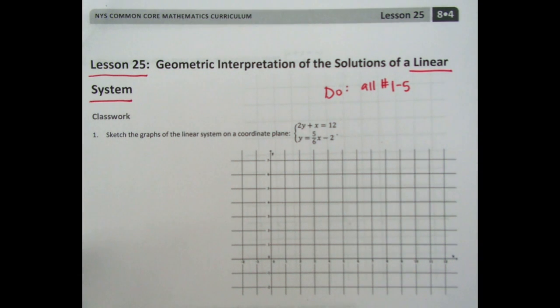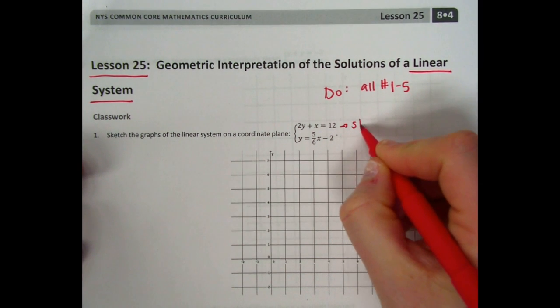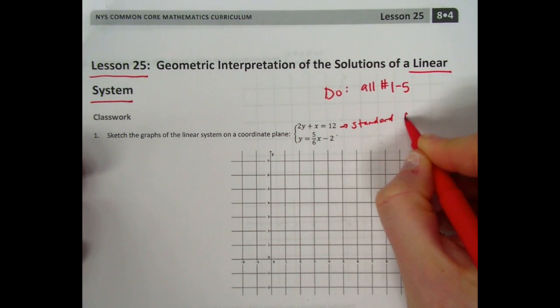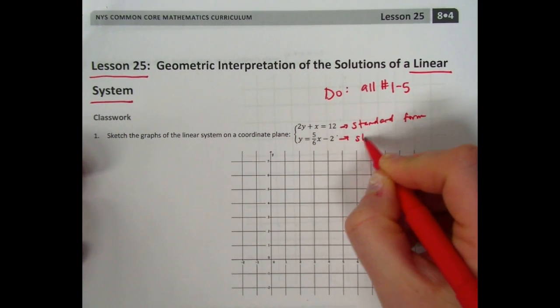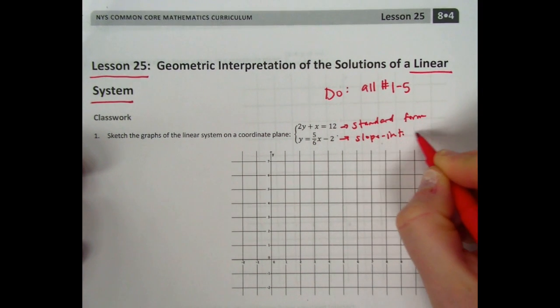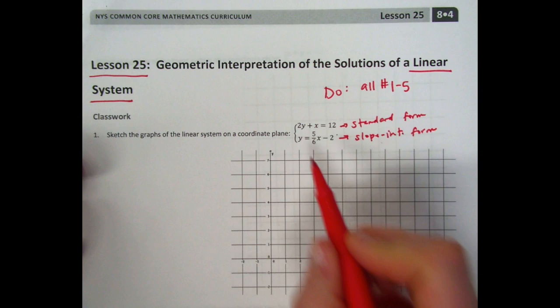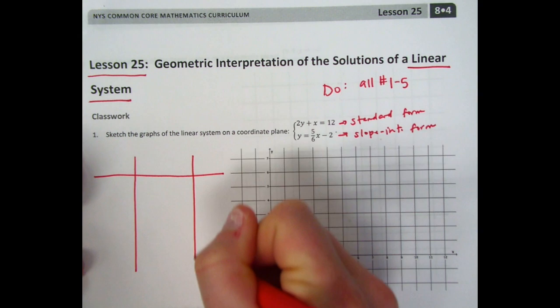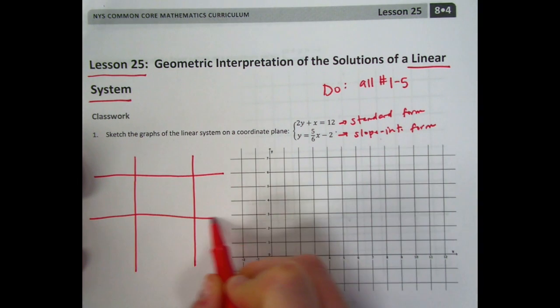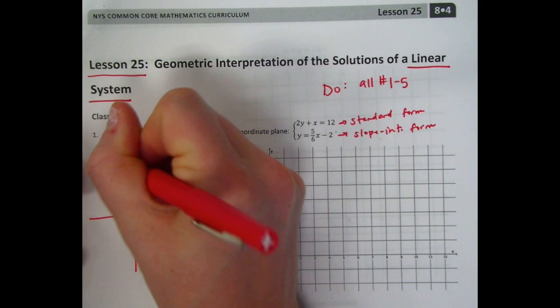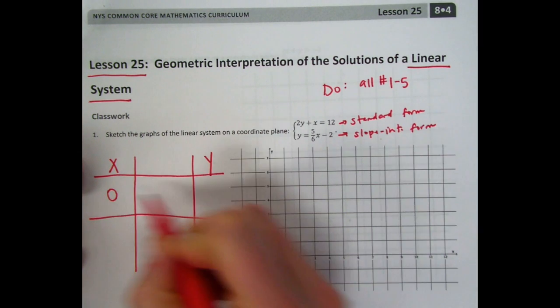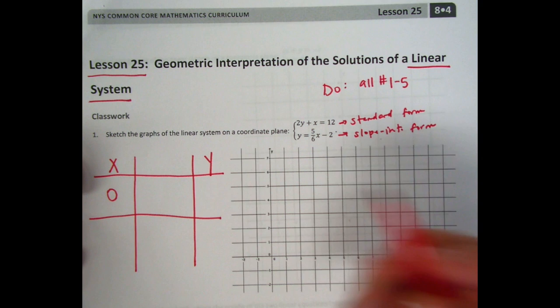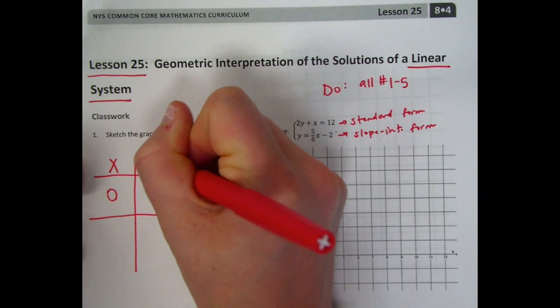The first step for every single one is to sketch the graph of two different equations. The first one is in standard form, and the second one is in slope-intercept form. For the first graph, in standard form, we're going to use our table and graph using intercepts. If you don't remember, that's when you set x equals 0 and solve for y, then set y equals 0 and solve for x.